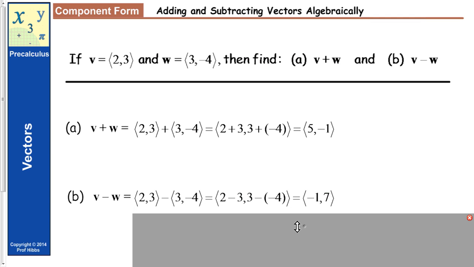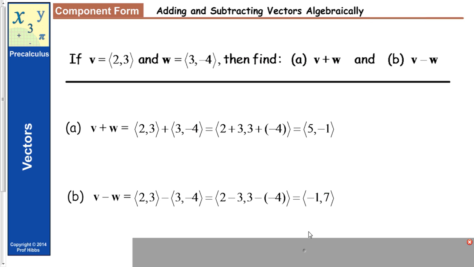Now, if we were subtracting, same idea. It's very simple. We subtract corresponding components. So we subtract the horizontal components, 2 subtract 3, and we subtract the vertical components, 3 subtract negative 4. That's all I've written here. 2 subtract 3 is negative 1. 3 subtract negative 4 is actually a positive 7. So this subtraction ends up giving us the vector with first component negative 1, second component 7. Horizontally negative 1, vertically positive 7.